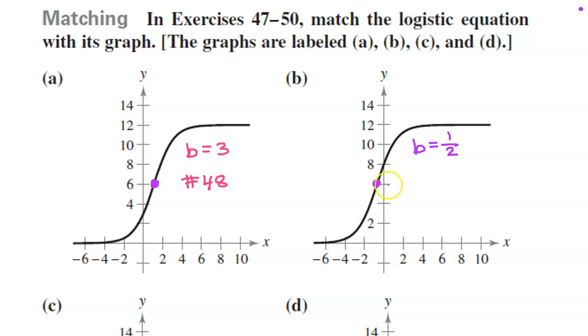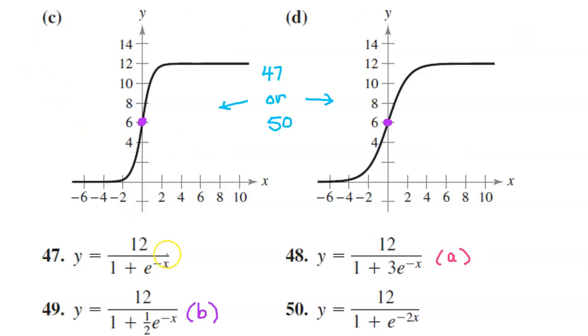Graph B has a point of inflection that is shifted to the left. That's what we would see if we had a b value of 1/2. That means this must be the graph of number 49. We can use the k value to figure out which equation goes with which graph.